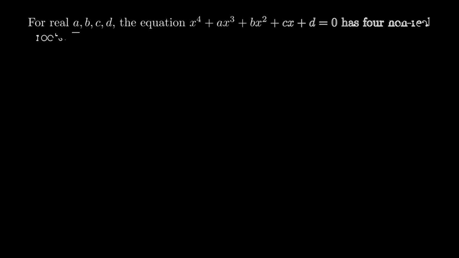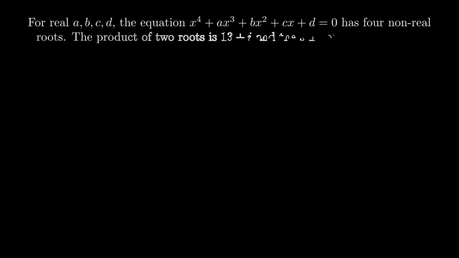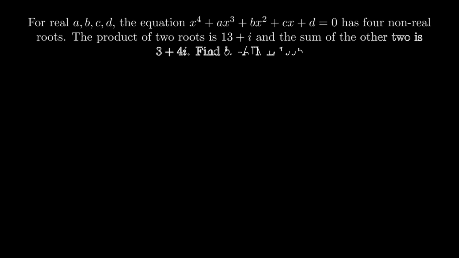Now let's close it off with one last problem. For real values of a, b, c, and d, the equation x to the fourth plus ax cubed plus bx squared plus cx plus d equals 0 has 4 non-real roots. The product of two roots is 13 plus i, and the sum of the other two is 3 plus 4i.